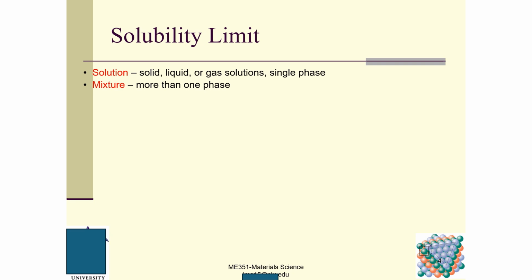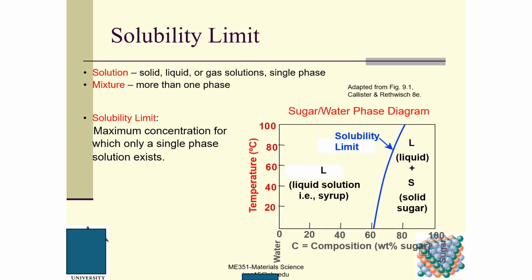And phase means a phase is a material, right? So this is when we talk about solubility limit and solutions: a solid, liquid, or gas solution is a single phase, and a mixture is more than one phase. Here is the solubility limit.